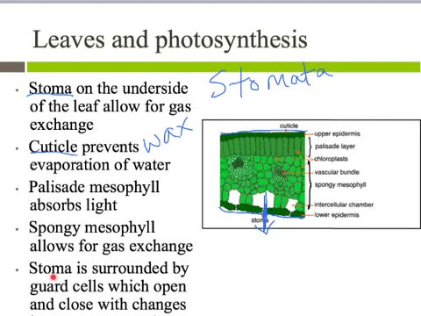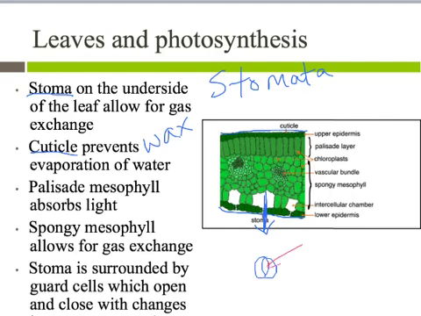And the last thing here, the stoma, again, is surrounded by these guard cells. And the guard cells kind of look like this. Okay? It's almost like two kidney bean looking things like that. These are guard cells, and there's this hole in the middle. And this hole in the middle is where the water and the gas can escape.